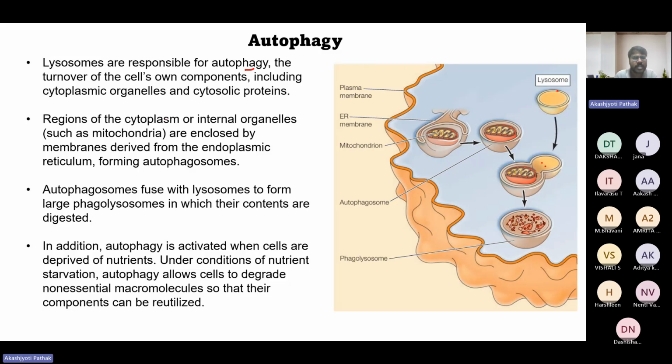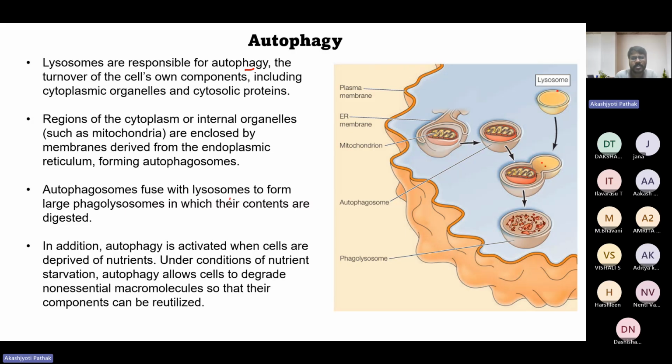Okay. So the region of the cytoplasm or internal organelles are enclosed by membranes derived from the endoplasmic reticulum, forming autophagosome. So as you can see in this figure, this endoplasmic reticulum forms a membranous structure, and this membranous structure engulfs the organelle which has to be degraded. So for example, if the mitochondria has to be degraded, then it forms a membranous structure around the mitochondria, and this structure is called autophagosome.